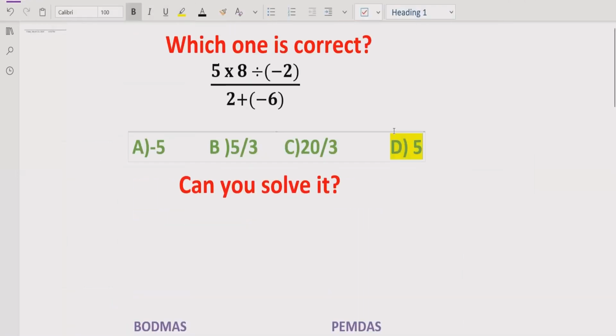I hope you understand how you can solve this expression using the PEMDAS and BODMAS method and get the correct result.